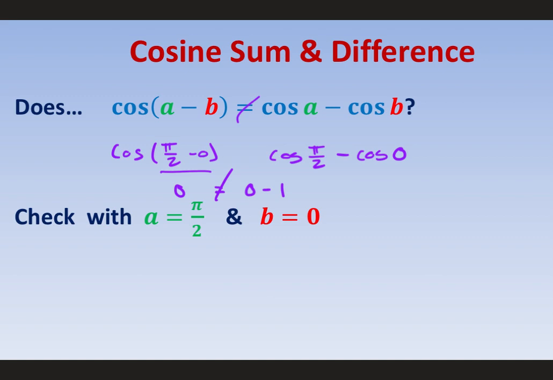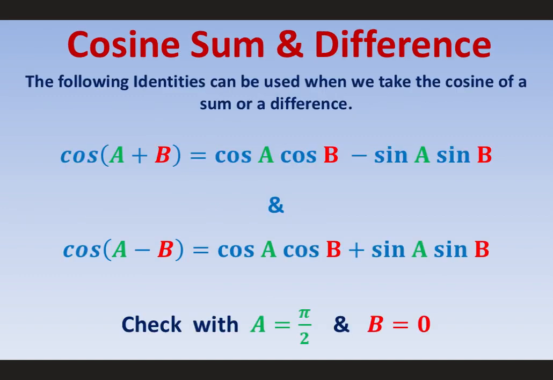So if that is not how cosine sum or difference works, if you can't just take the cosine of one thing and the cosine of the other, how does it work? So here is our new identity. These are our cosine sum and difference identities. Once again, these are identities you're going to want to try and memorize to the best of your ability.